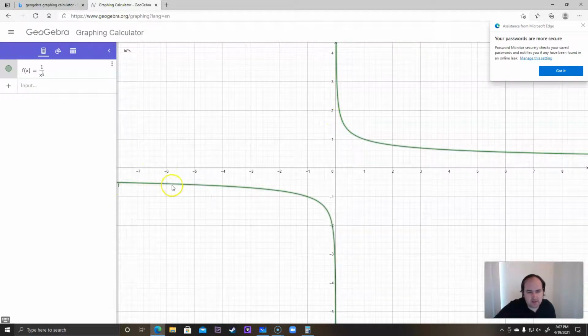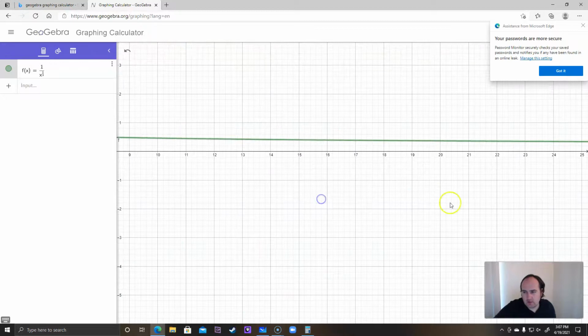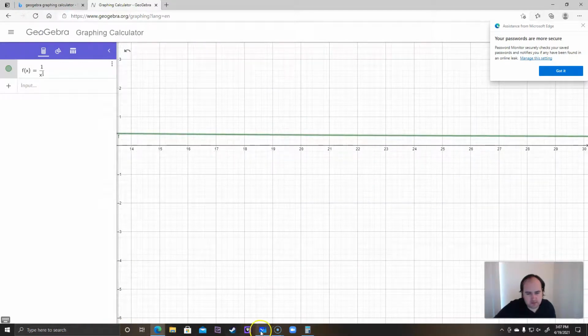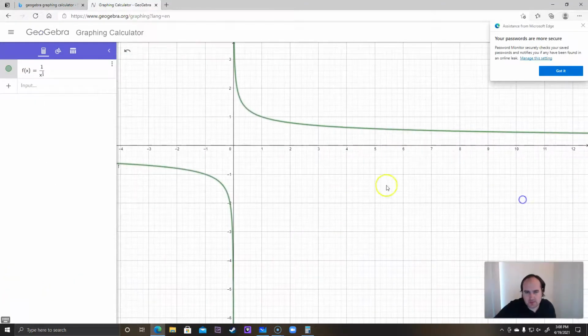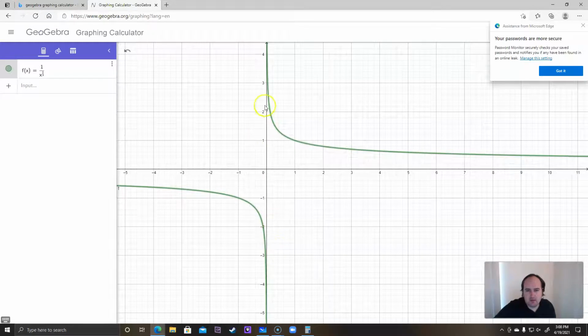But we're taking the limit as c approaches 0 from the left. As you can see, that's going to give us this limit from the left. And then we're also going to do the limit as some other letter approaches 0, and that one's going to be from the right for our lower limit of integration of the second integral. Then we're going all the way over to 27. As you can see, the weird stuff is happening here because we have a vertical asymptote at x equals 0. So that's why we're having to do this weird stuff with limits.